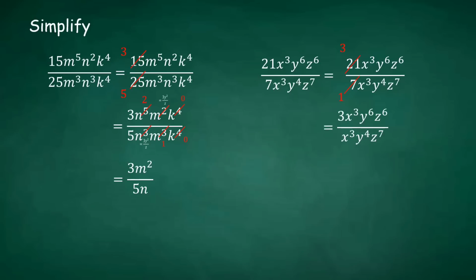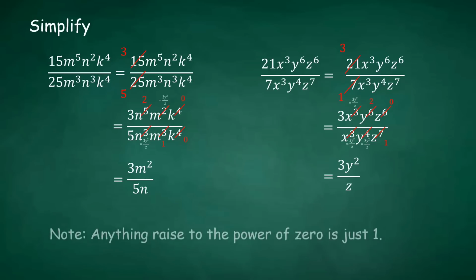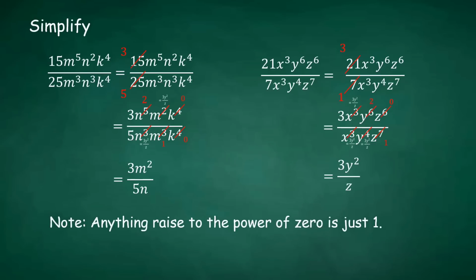We have still more to simplify. Just subtract the exponents of the variables x, y, and z. The exponent of x becomes 0, since 3 minus 3 is 0. The exponent of y becomes 2, since 6 minus 4 is 2. The exponent of z becomes 1 in the denominator, since 6 minus 7 is negative 1. That's why our final answer is 3y raised to the power of 2, over z. Note: anything raised to the power of 0 is 1.